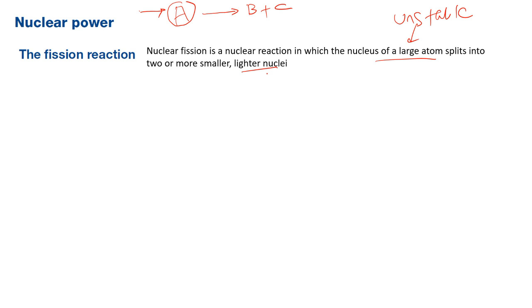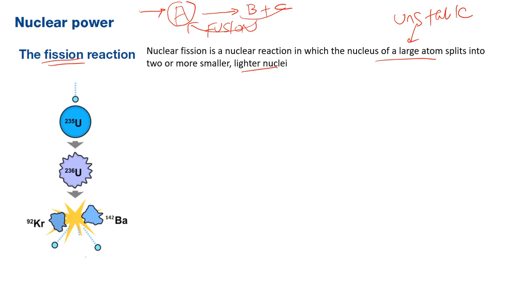Now there is something called a fusion reaction, which is the exact opposite of it, in which two atoms get connected to form a bigger atom. That will be fusion. So this is nuclear fission, right? Okay. Now just have a look at the diagram on the left.